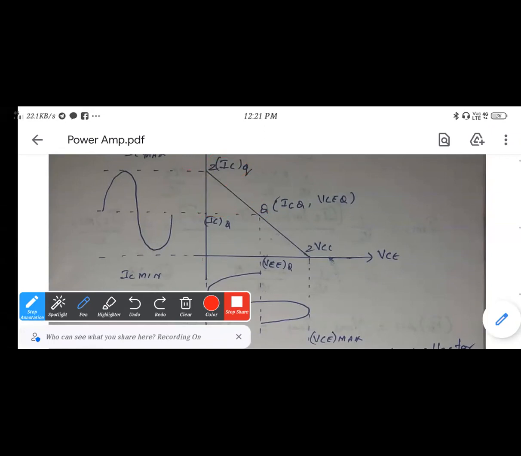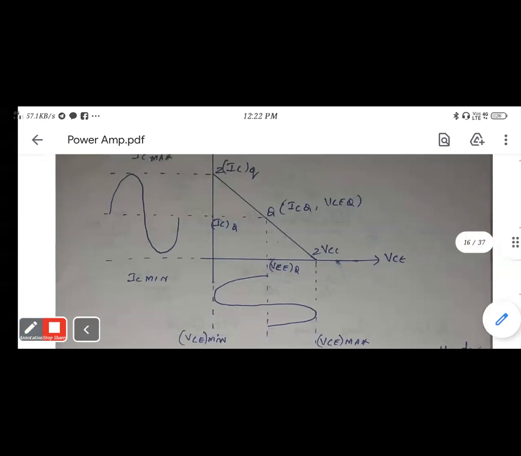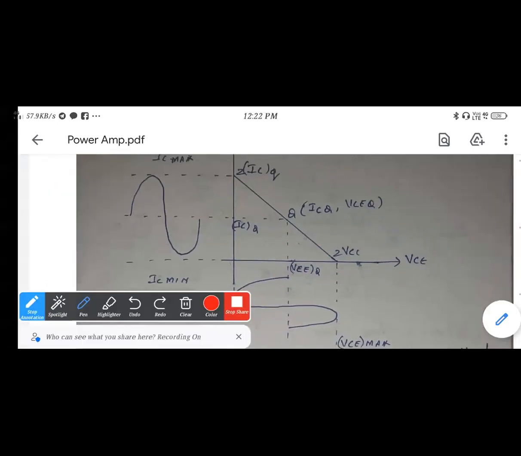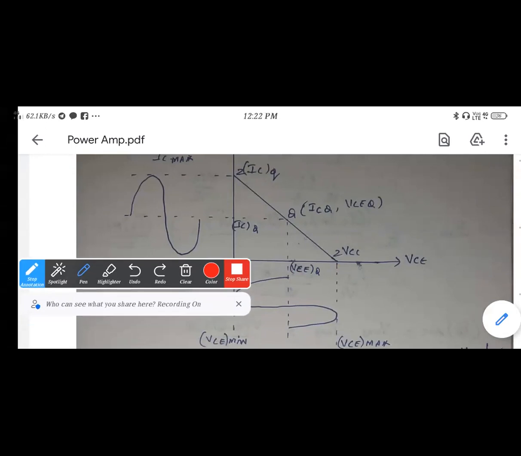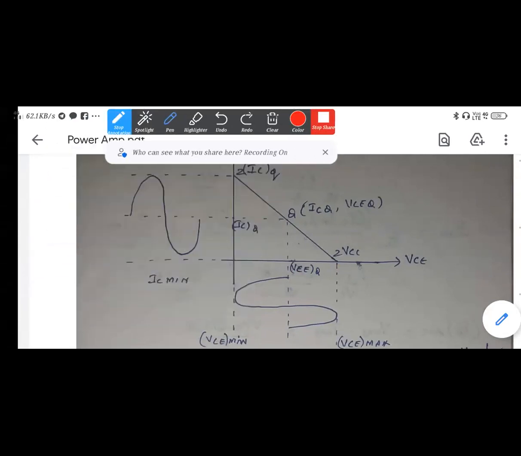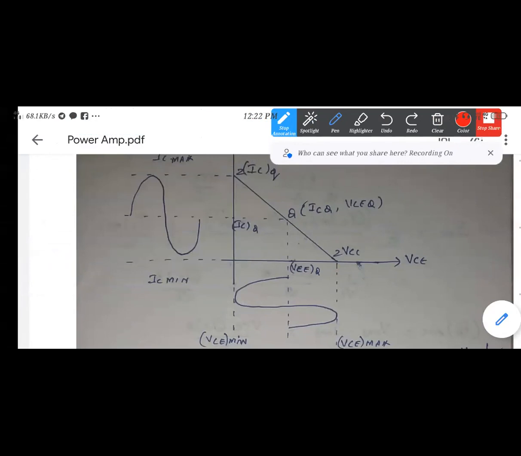Similarly, the operating point is the midpoint. At this point, this will be the VCE. This VCE is up to this point, and the remaining part is also VCE. Therefore, we can write this as 2 times VCC. Here, if you verify, VCE maximum equals 2 times VCC. And similarly, VCE minimum equals 0. VCE minimum equals 0.